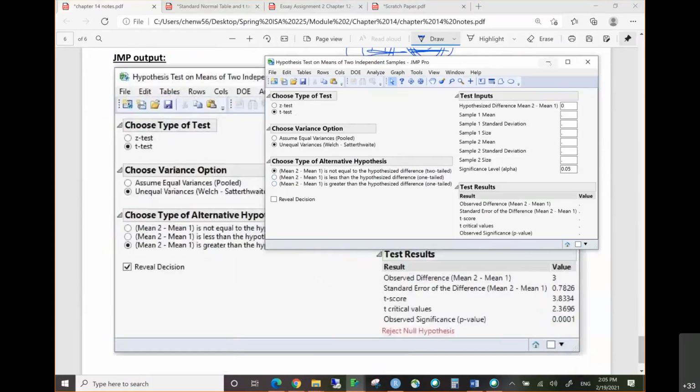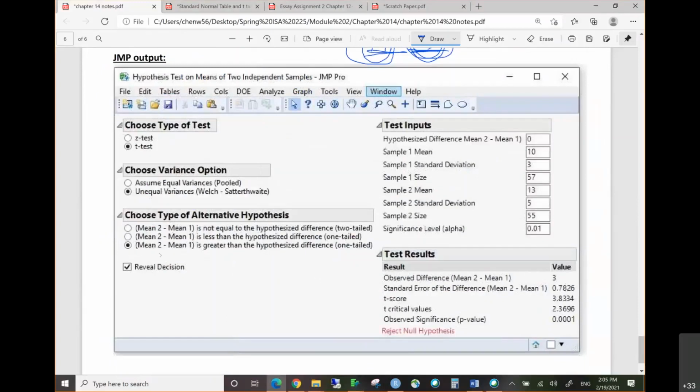Right, the only thing you need to be careful about is when you enter the values here. You need to figure out which one is your mean 2 and which one is your mean 1. In our example, our alternative hypothesis says we want to test mu A minus mu B is larger than 0. That means the mean 2 here is system A. The mean 1 is for system B.